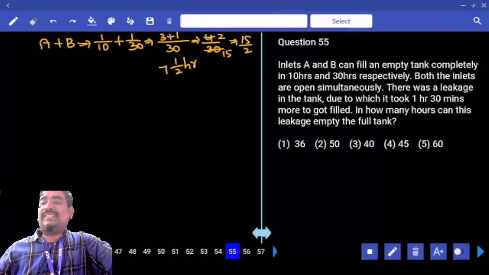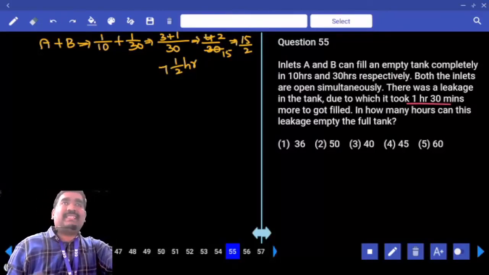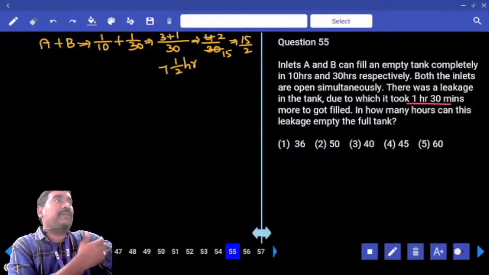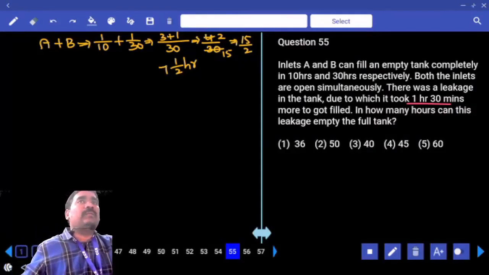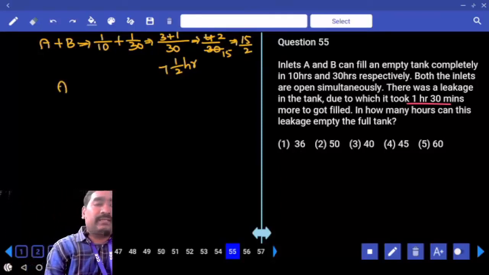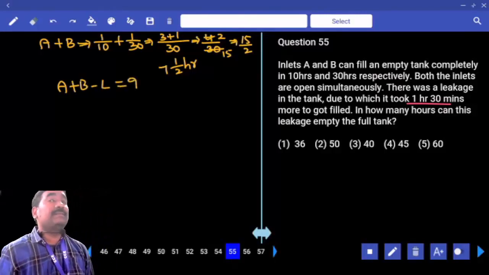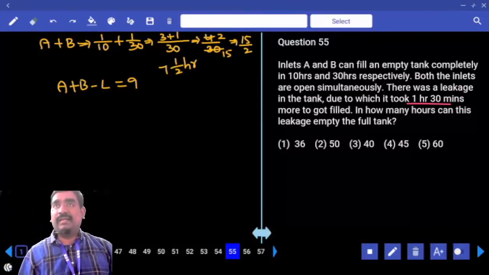But due to leakage, it takes 1.5 hours extra. Means total how much time? 9 hours. Due to leakage it takes 1 hour 30 minutes more, means 1.5 hours extra, so the total is 9 hours. A plus B and leakage all together will take 9 hours. Why minus? Leakage means we'll empty the tank. That's why it is minus.